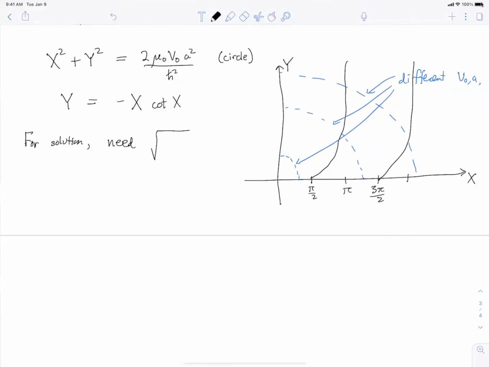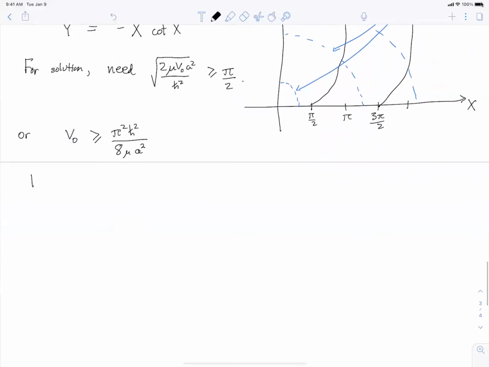You need that the square root of 2 mu v0 a squared over h bar squared should be at least pi over 2 to have a chance of intersecting with this curve. So that has to be greater than or equal to pi over 2. Or you can plug that in, or just rearrange that to get that v0 has to be greater than or equal to pi squared h bar squared over 8 times the mass and the radius squared of the potential.